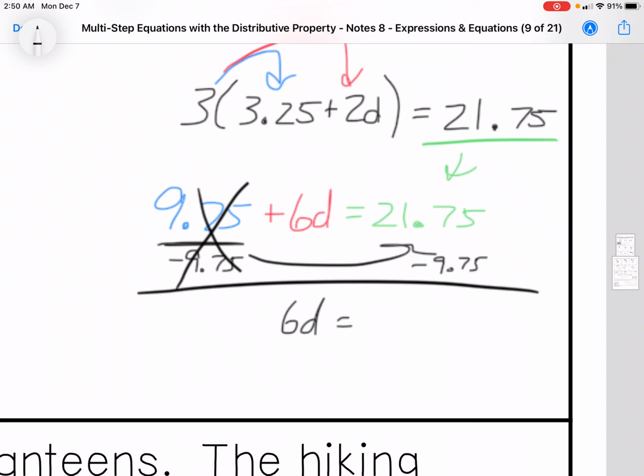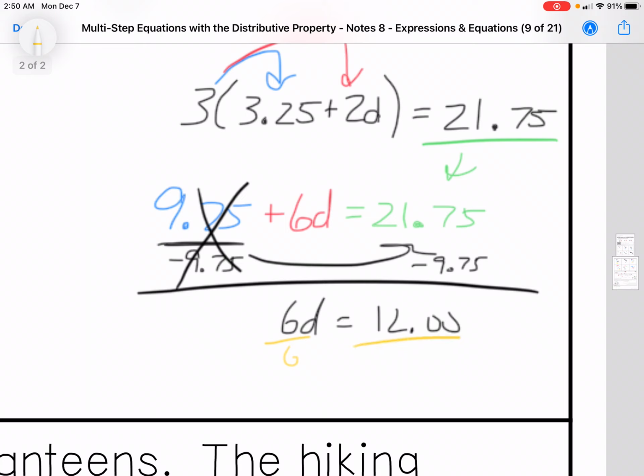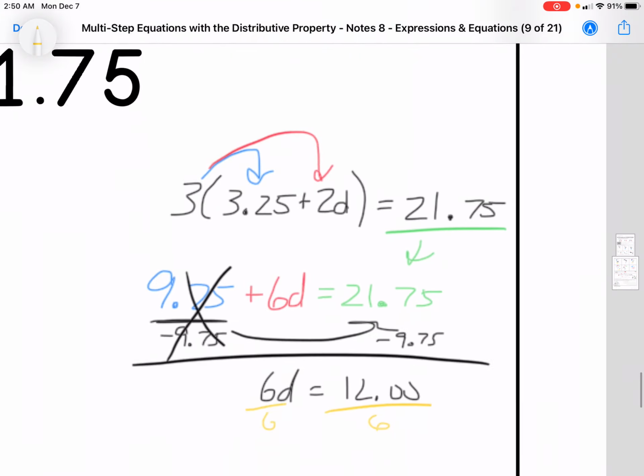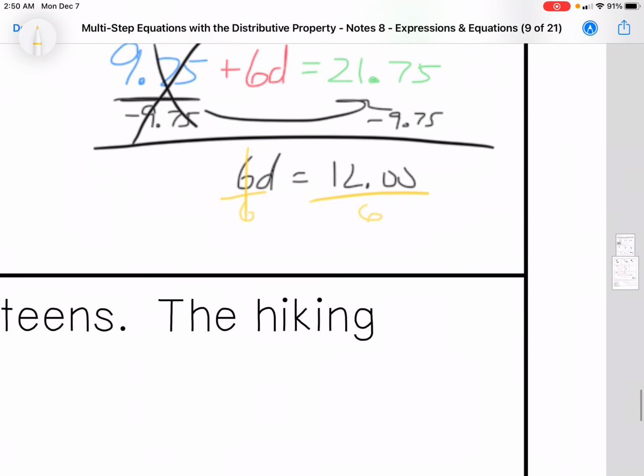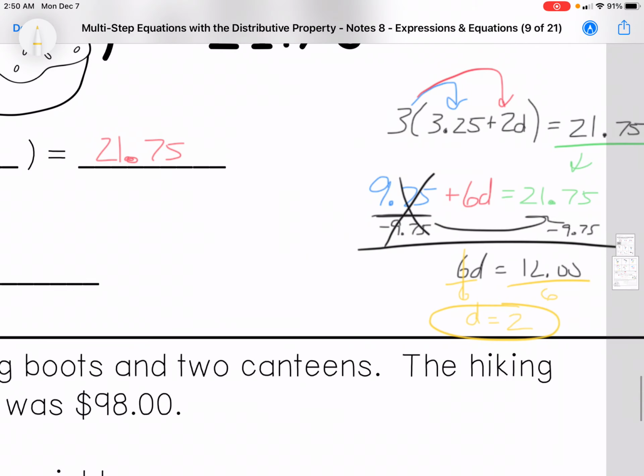$12. I'll put 12.00, but you could just put 12. Okay. All right. Divided by 6. You're going to get D equals 2. Okay. But each donut does not cost 2. It costs what? $2.